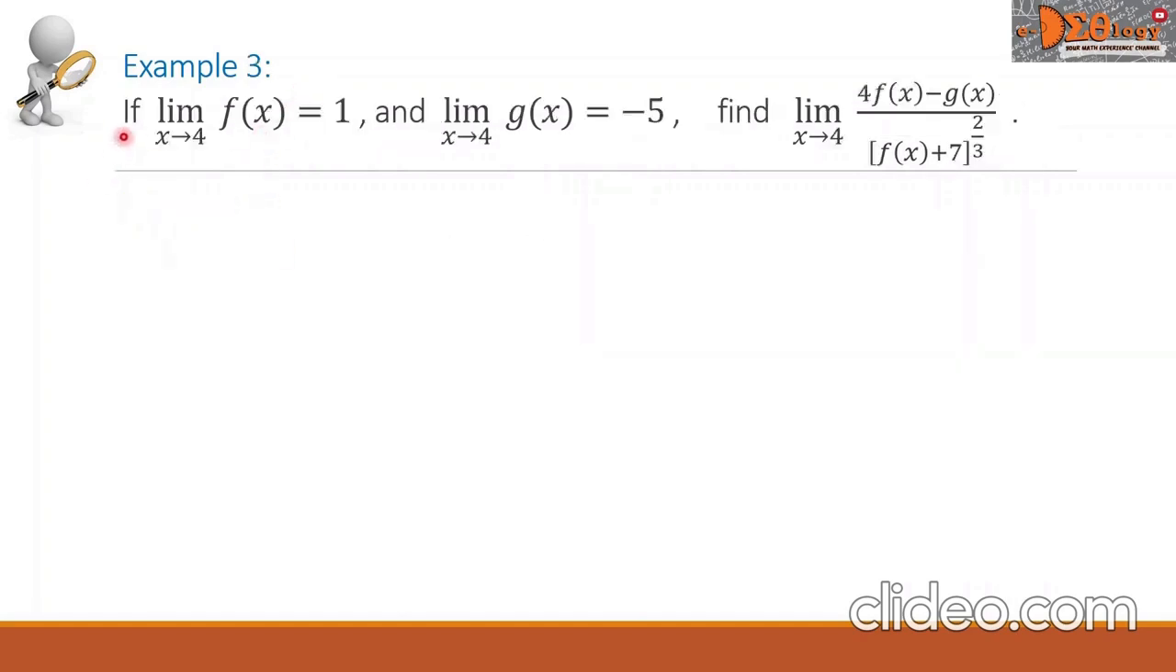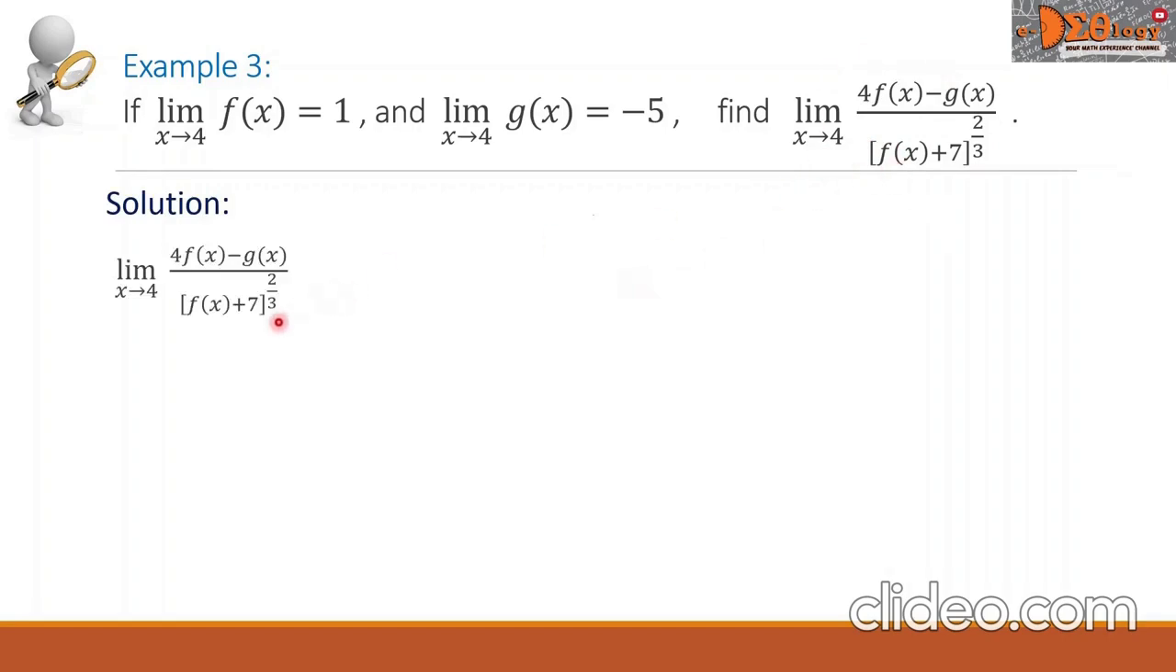Example 3. If the limit of f of x as x approaches 4 equals 1, and the limit of g of x as x approaches 4 equals -5. Find the limit of this rational function: 4 times f of x minus g of x all over the quantity f of x plus 7, and this is raised to the power 2 over 3, as x approaches 4.